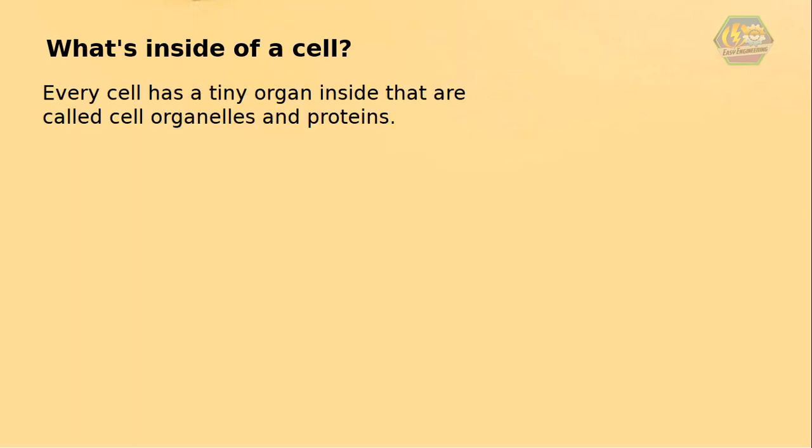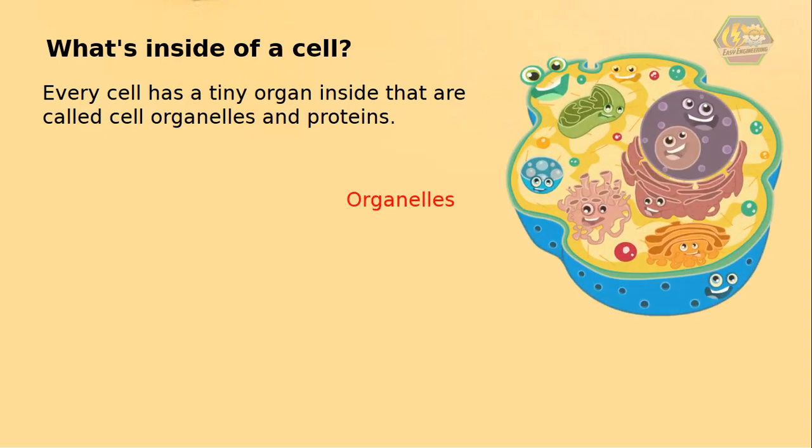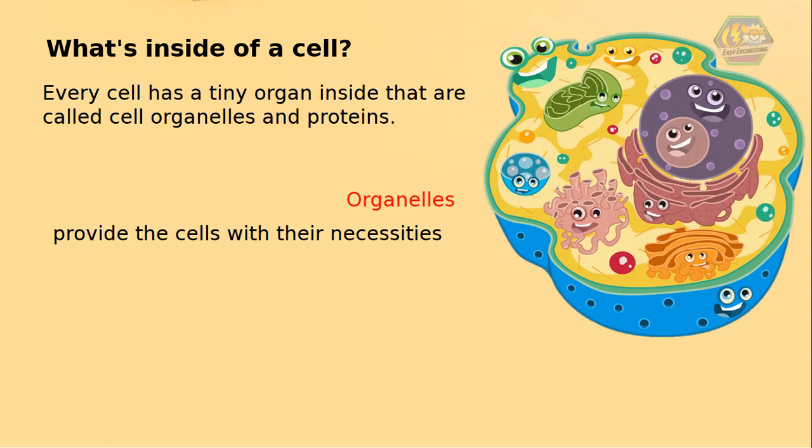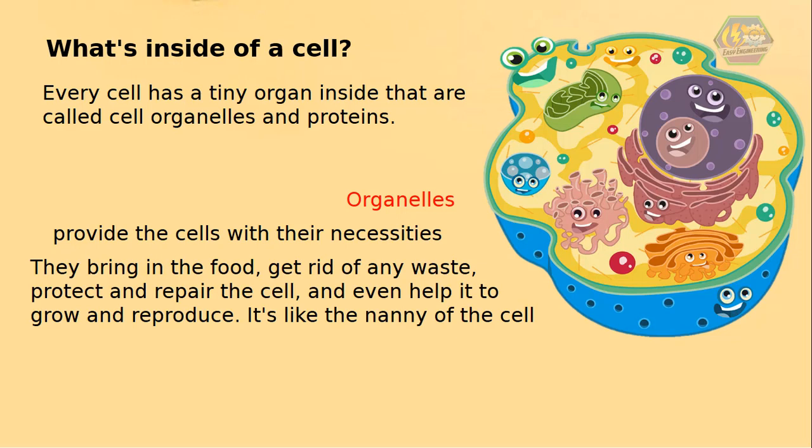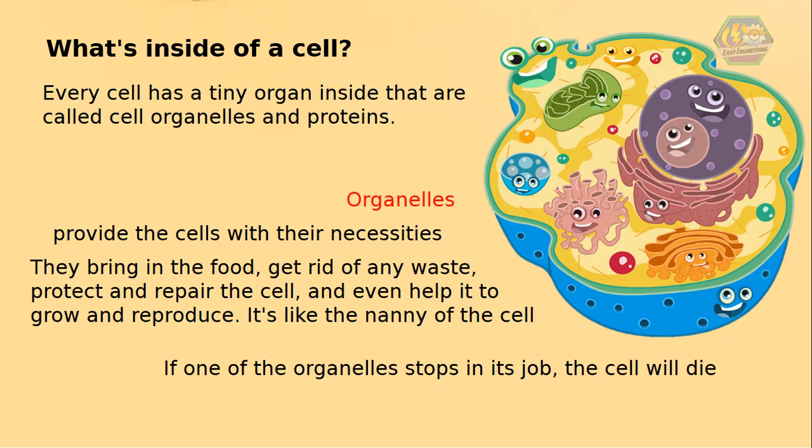Now let's see what's inside of a cell. Every cell has tiny organs inside that are called cell organelles and proteins. Organelles provide the cells with their necessities. They bring in the food, get rid of any waste, protect and repair the cell, and even help it grow and reproduce. It's like the nanny of the cell. If one of the organelles stops its job, the cell will die.